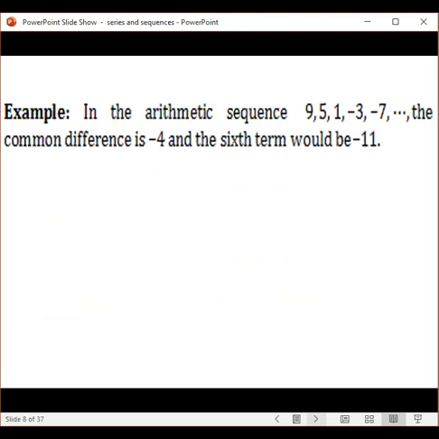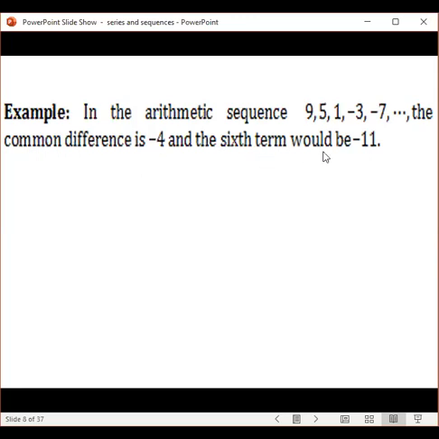Now, for example, in the arithmetic sequence 9, 5, 1, negative 3, and negative 7, the common difference is negative 4. Why is that? 5 minus 9 is negative 4. 1 minus 5 is negative 4. Negative 3 minus 1 is negative 4. Negative 7 minus negative 3 is negative 4. Okay, so you get a common difference, which is negative 4.